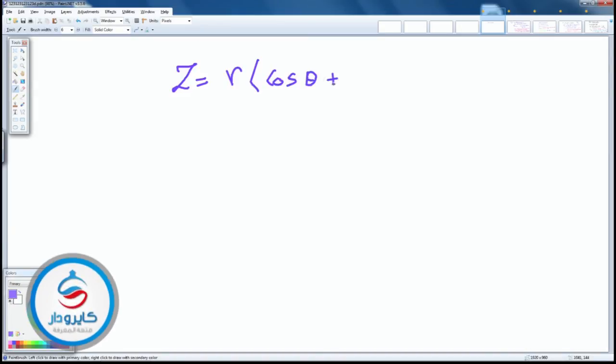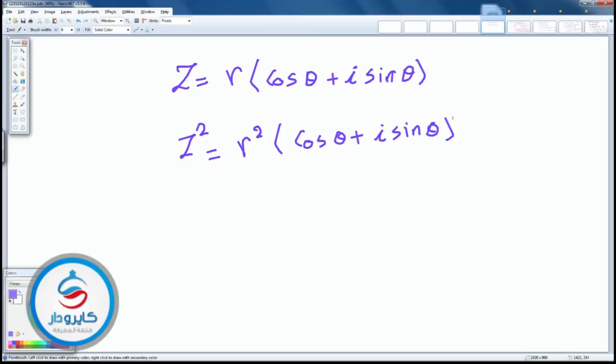If z equals r cosine theta plus I sine theta, so what about z power 2? Take care, z power 2 will be r power 2 times cosine theta plus I sine theta all power 2, and we have a special property here that z square equals r square, yes, cosine 2 theta plus I sine 2 theta.